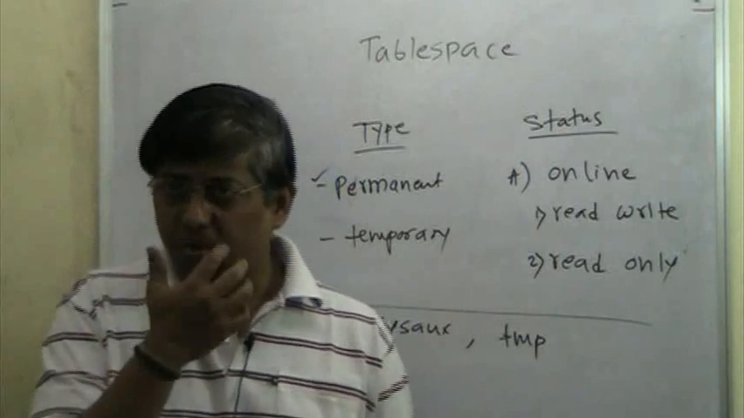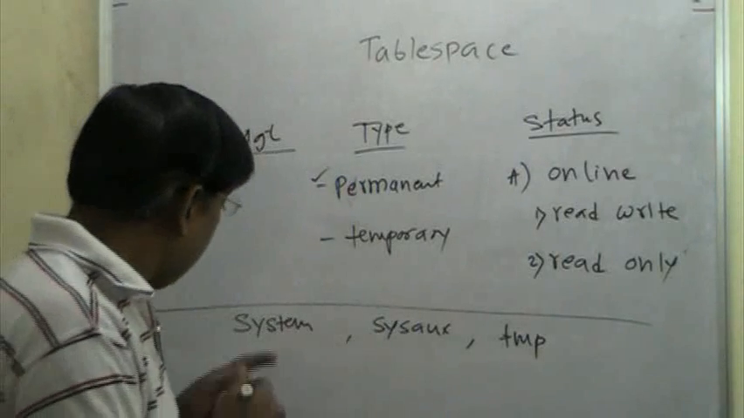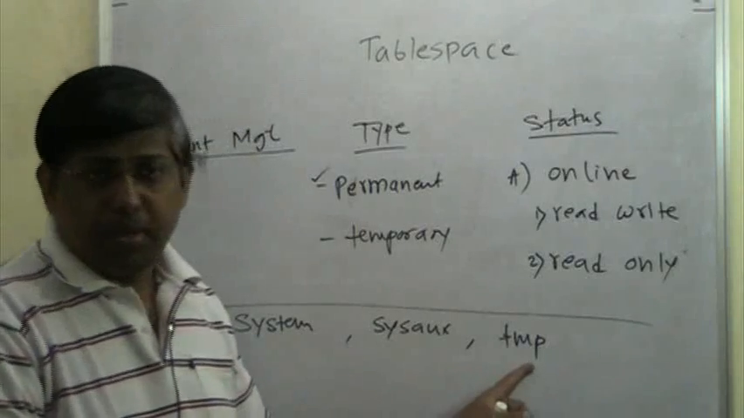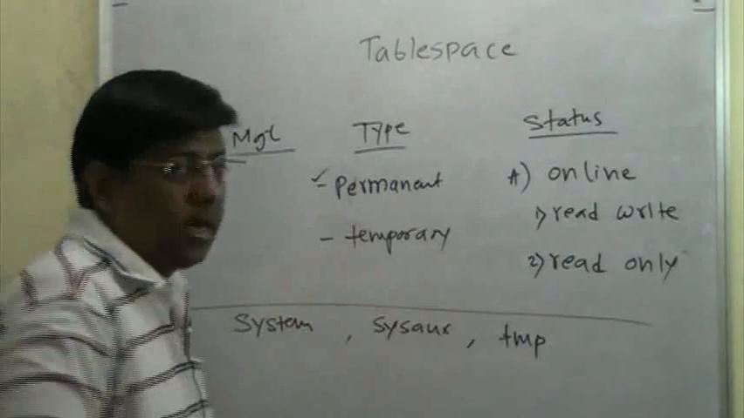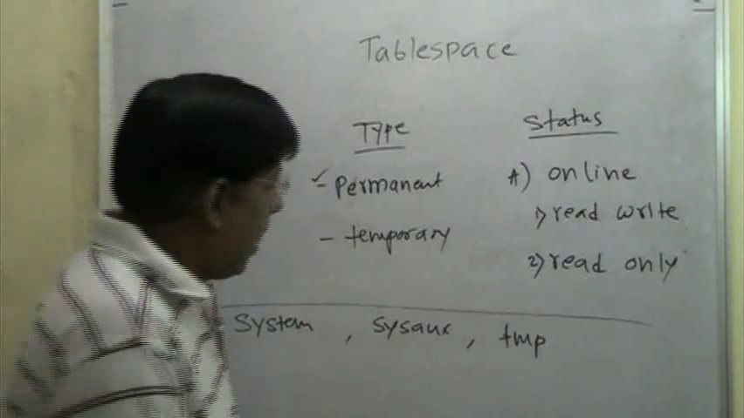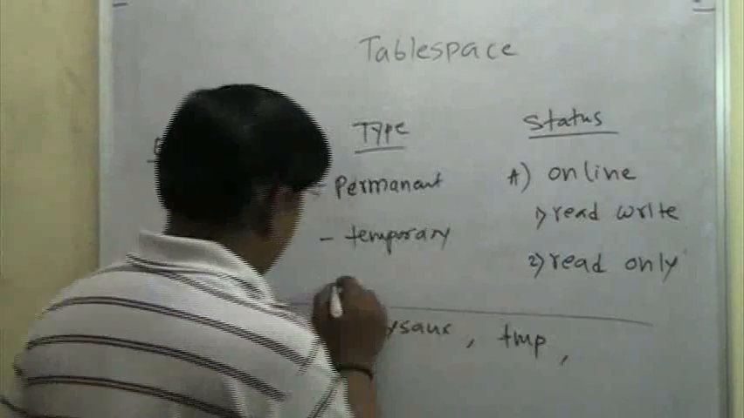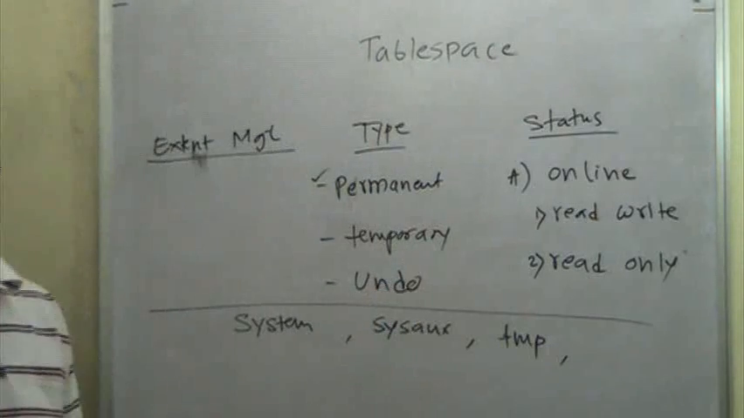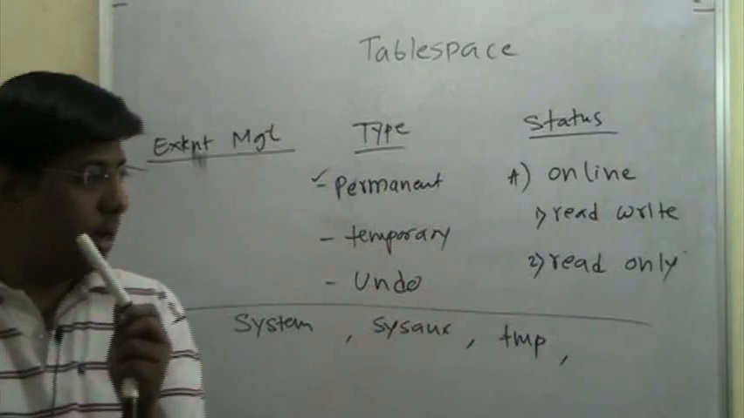Unless and until it is dropped. Once it is dropped, it will be gone. So these two are permanent table spaces. TMP, whatever name we will give, is a temporary table space. And then the third one is of category undo.